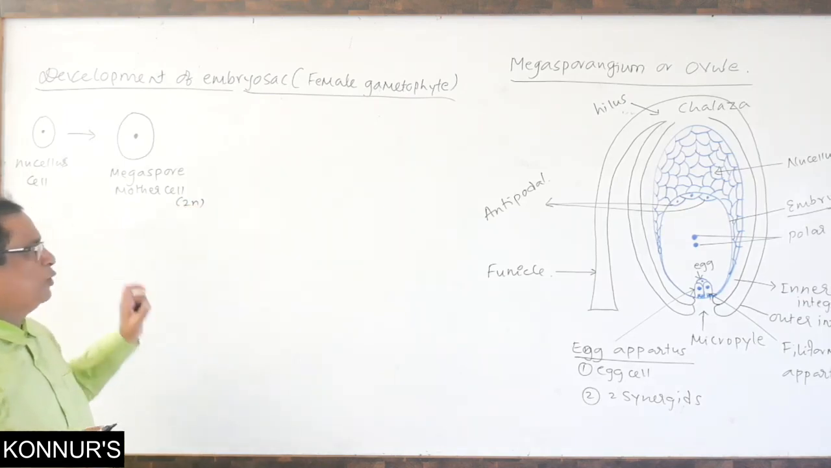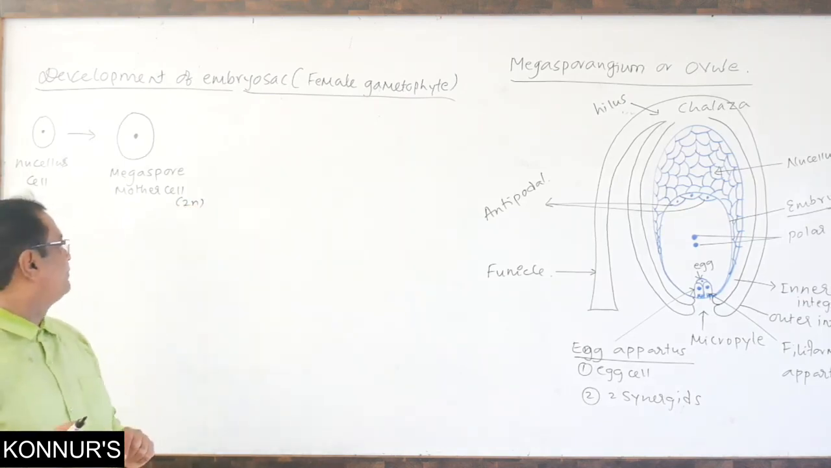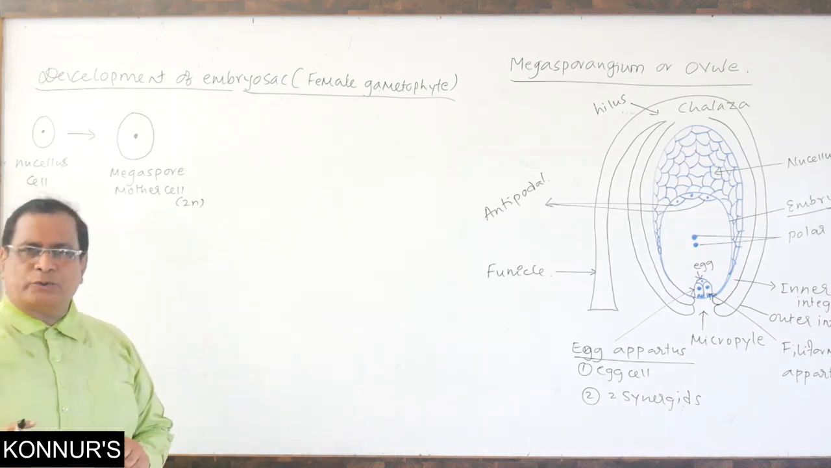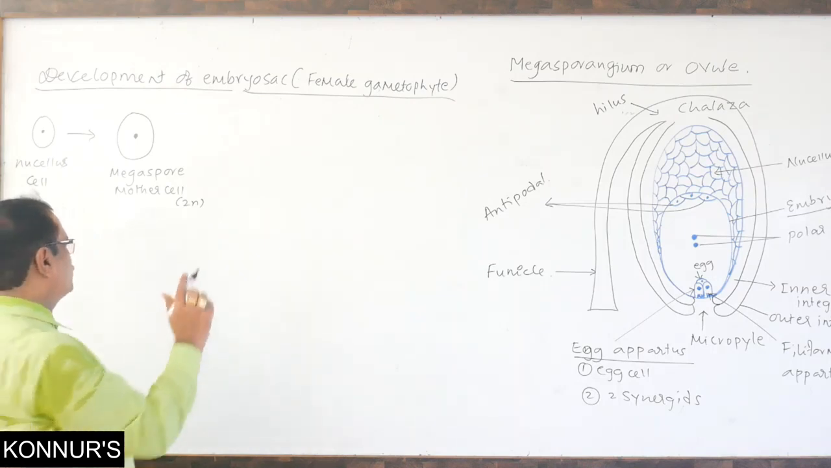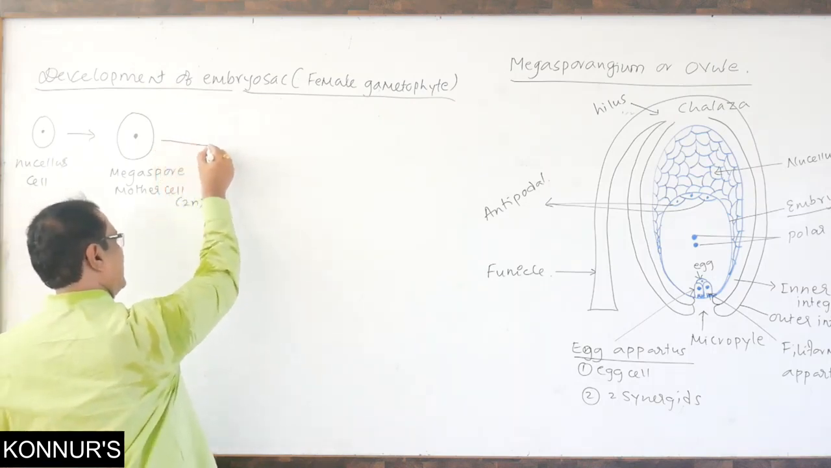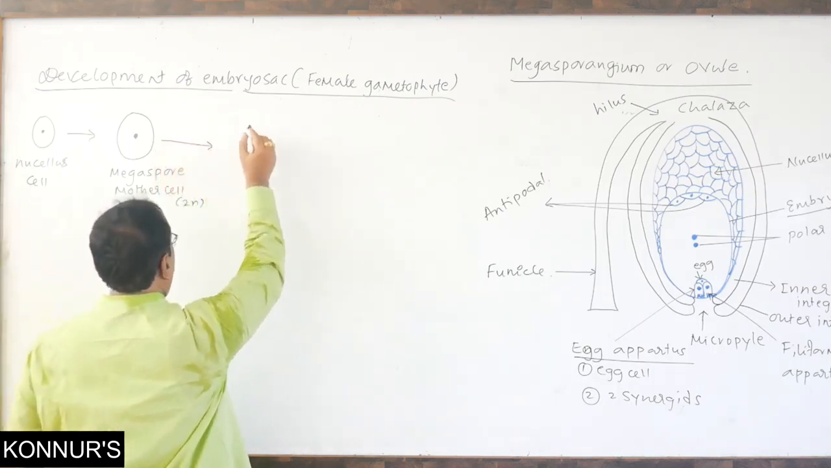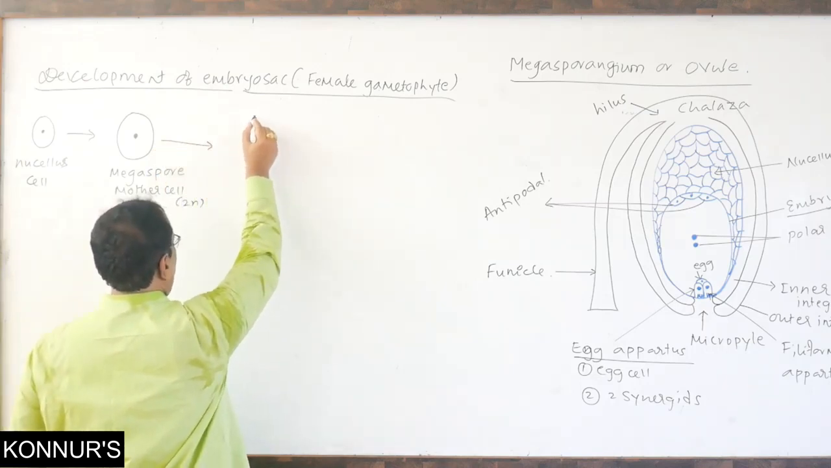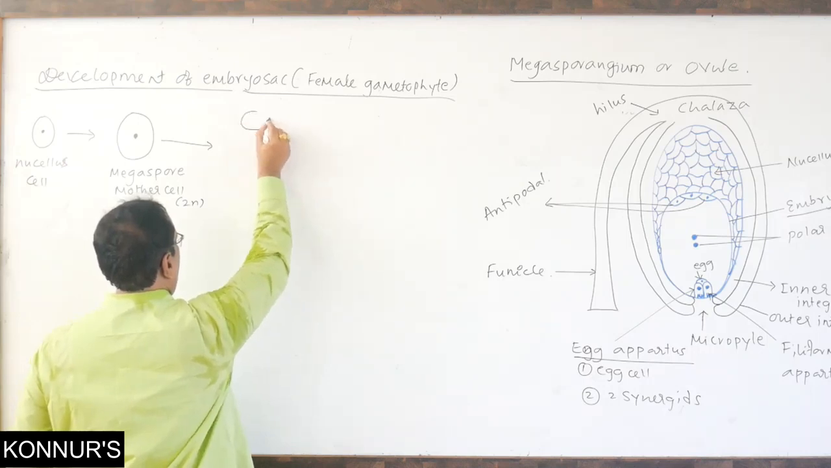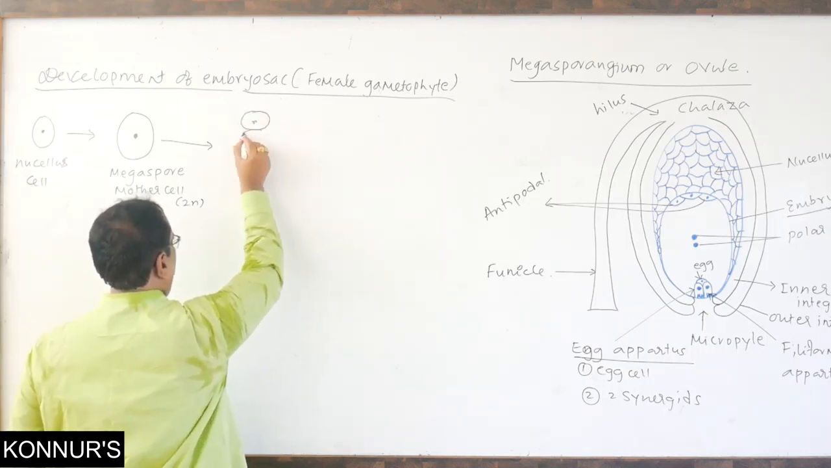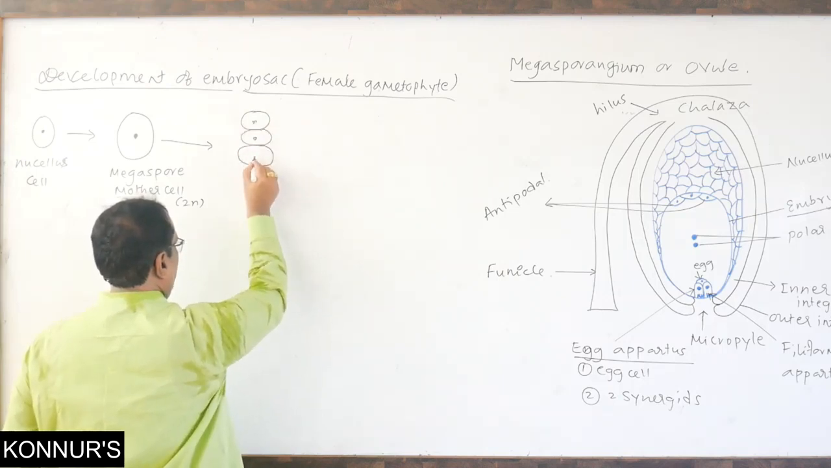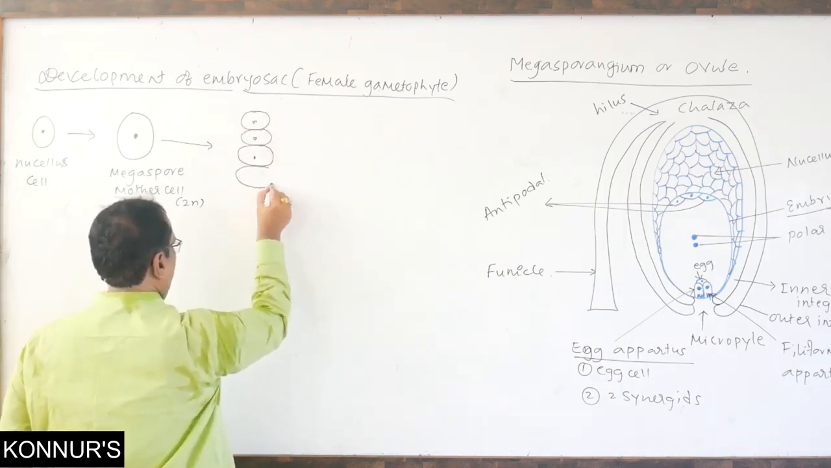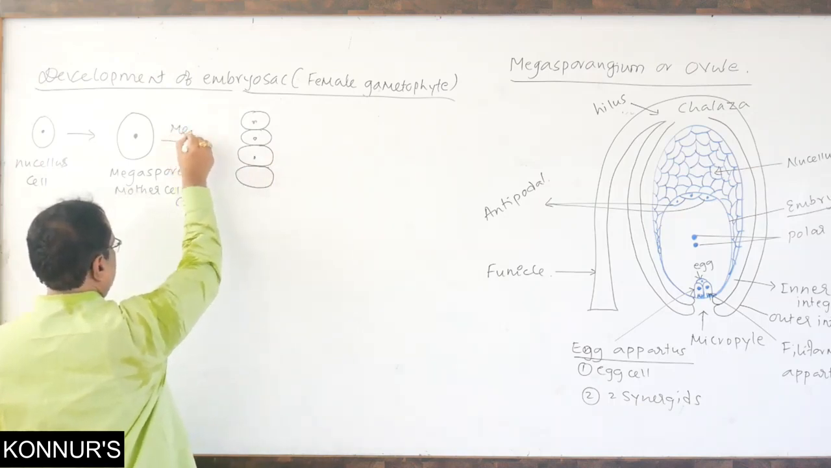This megaspore mother cell undergoes meiotic division, meiosis, so that from this megaspore mother cell a tetrad of 4 megaspores is formed due to meiosis.